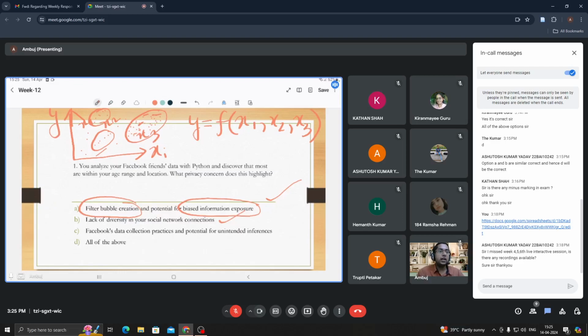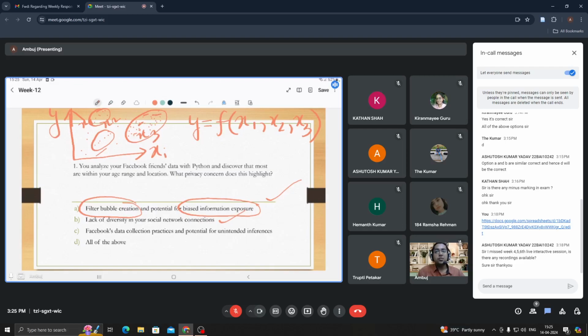If option A is correct, then option B would be 100% correct. Why? Because biased information exposure is there and filter bubble creation is there. I know that correlation exists. Okay, so the algorithm will roam around that particular data point only. So there would be a lack of diversity in your social network connections, because the people who are in my age range and my location, it will try to boost them only. Okay, that will cause lack of diversity.